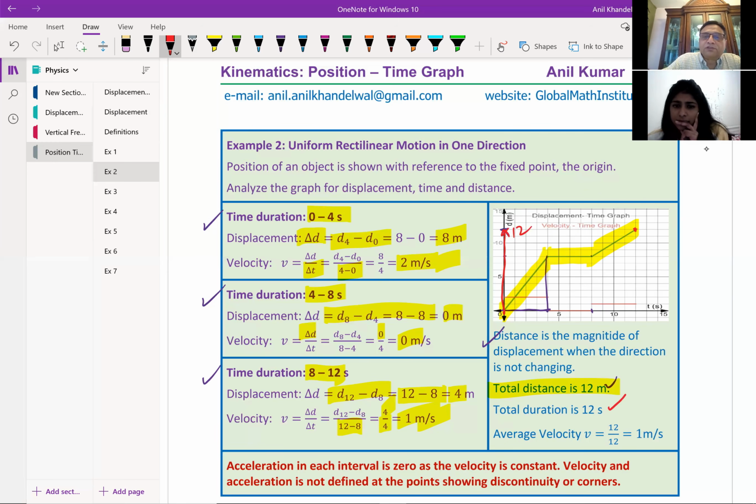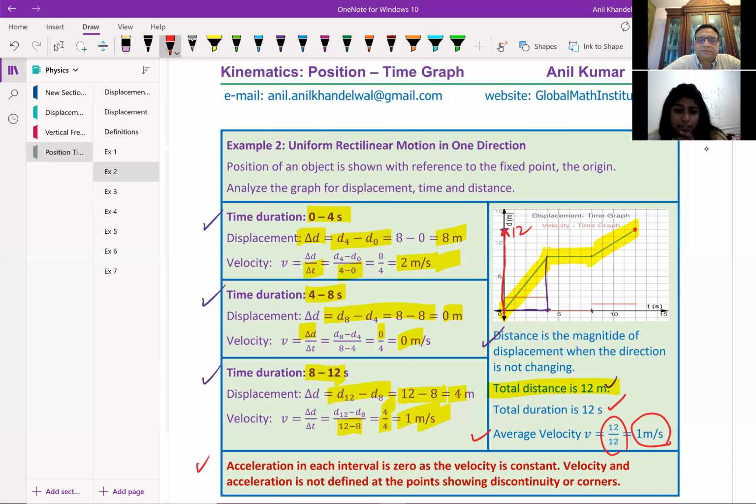In this case, you can also find the average velocity. The average velocity will be total distance over total time, which is 12 over 12 equals 1 meter per second. Do you see that? So we could also calculate average velocity for the whole duration from 0 to 12 seconds. Is that clear to you? Perfect. Can you please read the last part?